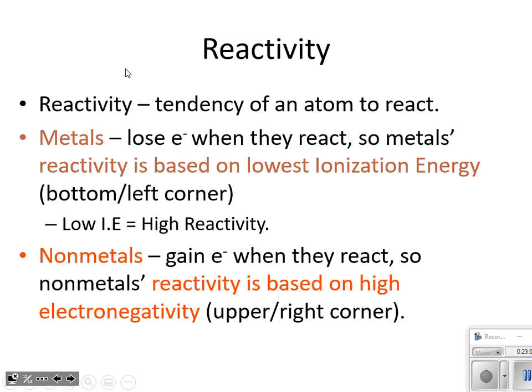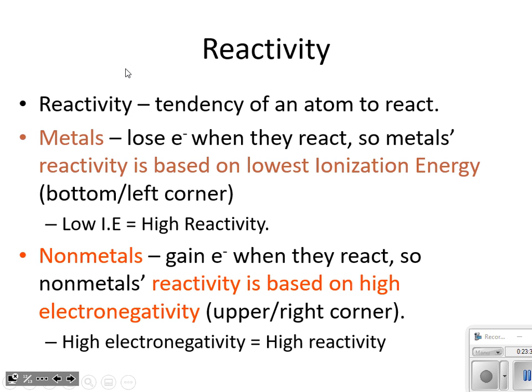Nonmetals are a little bit different, folks, because they gain electrons when they react. So the reactivity of nonmetals is based on electronegativity. And we said that fluorine had the highest electronegativity, correct? So fluorine is where all your arrows should be pointing on your help sheet with electronegativity. Okay, good. High electronegativity, high reactivity. So it depends on where you're at on the periodic table, whether you're dealing with metals or nonmetals.